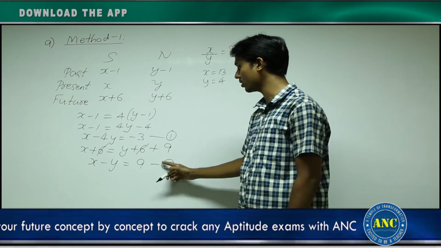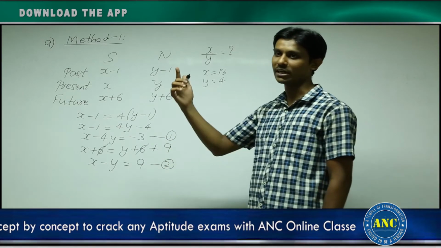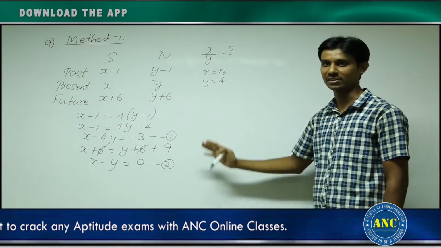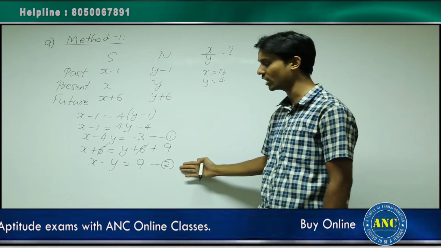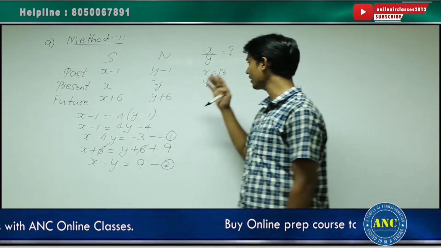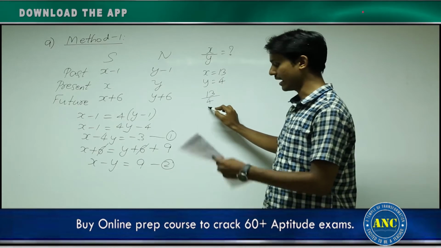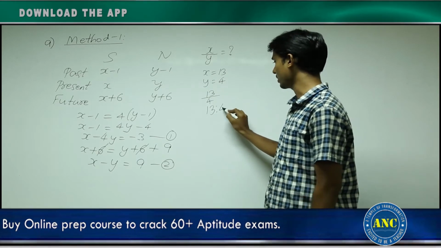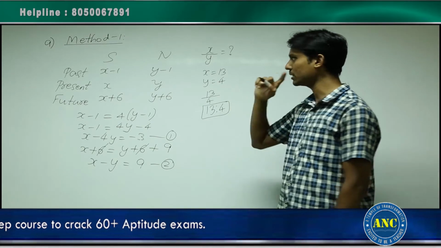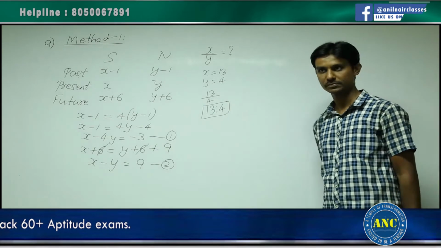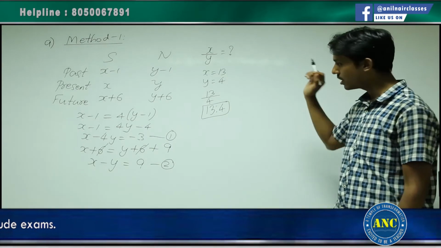I am sure that everyone knows how to solve simultaneous equations. Let us not waste our time solving these equations, in the exam also. It is 13 and 4. So the answer should be 13 by 4, or they are asking the ratio, so the ratio is 13 is to 4. The answer for this question is 13 is to 4. That is your method. Clear with the approach?